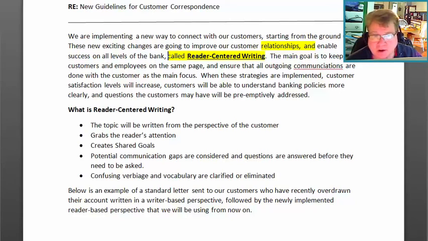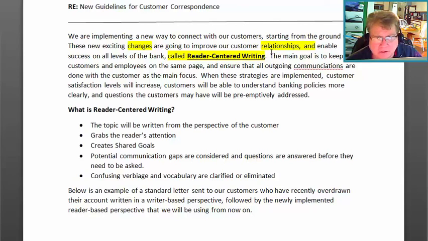This change is called reader-centered writing. Okay. Otherwise I couldn't read it. These exciting changes are going to improve our customer relations, enable success on all levels of the bank, called reader-centered writing. As of right now, it could refer to any number of nouns that come before it. And the reader doesn't know that it refers to changes, because reader-centered writing is singular, a change, and changes is plural. So there's a problem there.